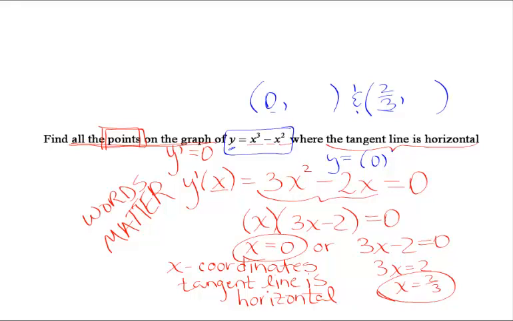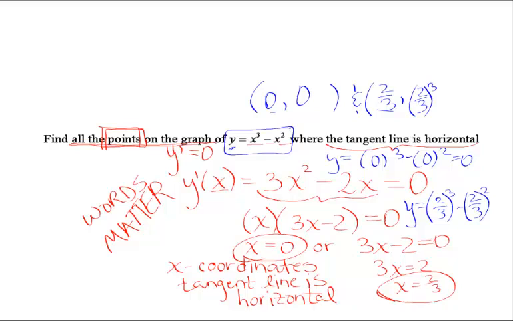y must equal 0 cubed minus 0 squared. That's 0, so there's 1 point. And y must also equal 2/3 cubed minus 2/3 squared. If this was a multiple choice question, I would have to do some addition and subtraction and multiplying there. But if it's free response, this is a correct answer. Don't take time doing simple mathematics, simple arithmetic, when you don't have to.